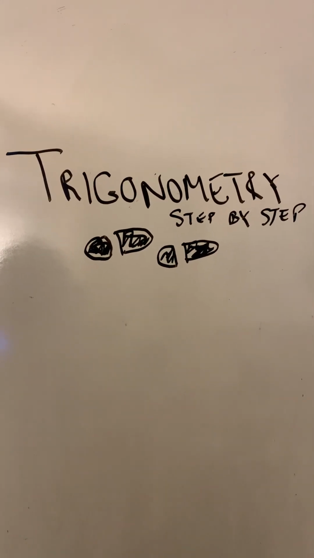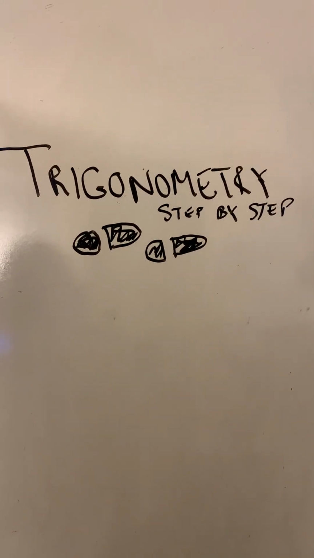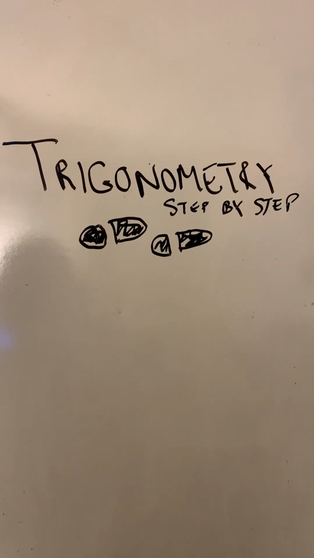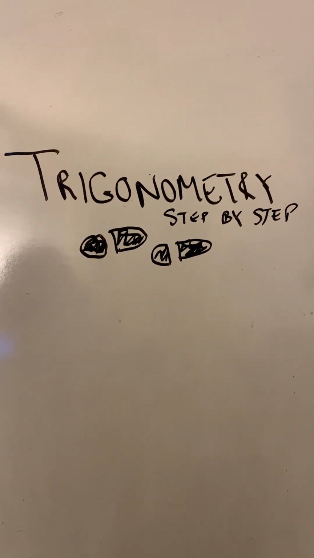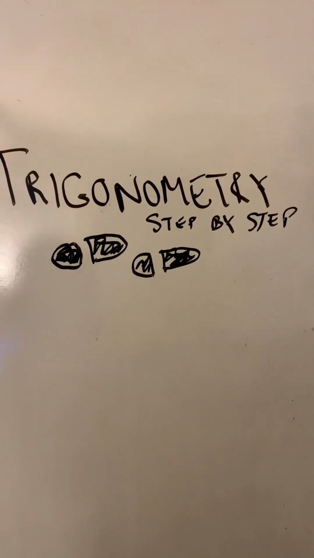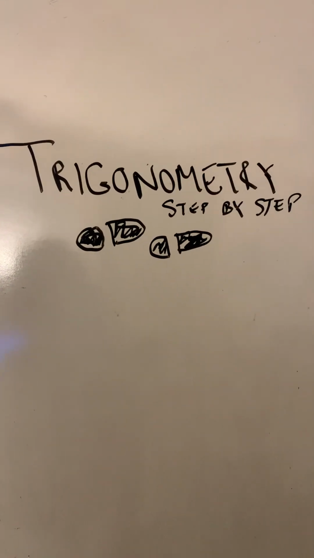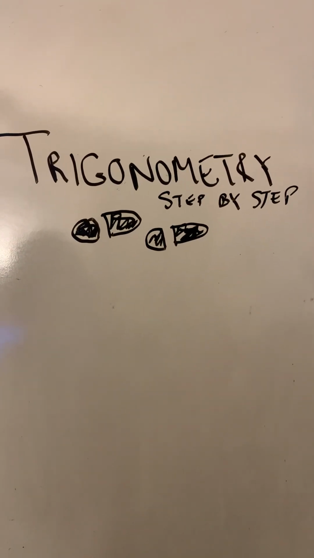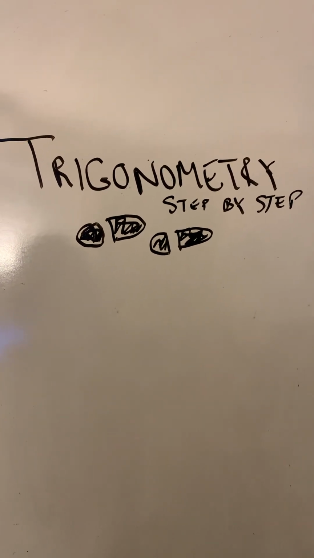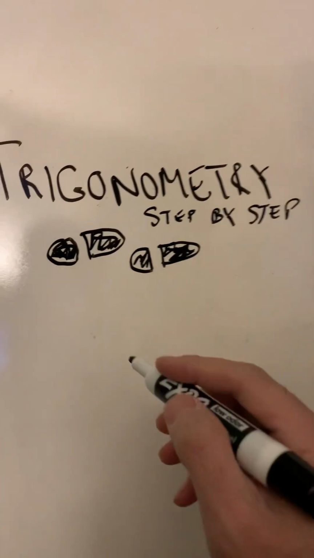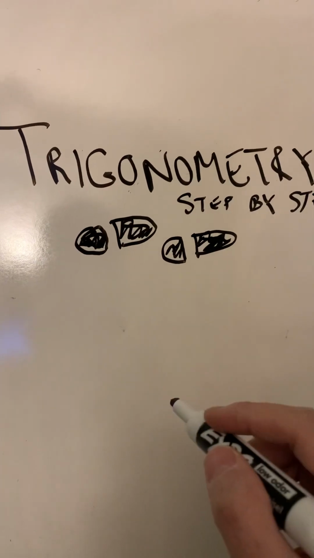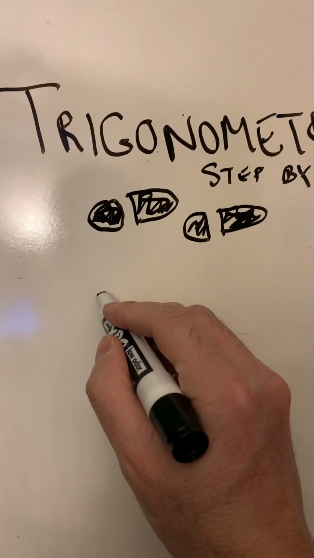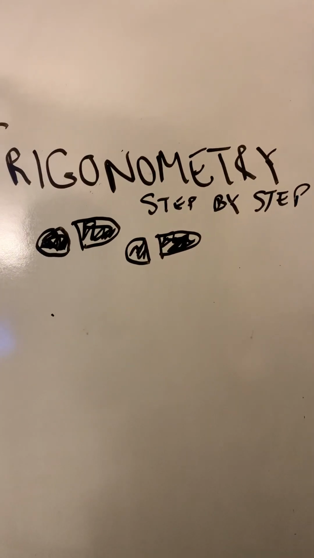Trigonometry, step by step. Let's talk about how you figure out what the formula is for sine, cosine, and tangent. Well, I'm going to just teach you something I learned in around the 9th or 10th grade from one of my teachers. He said to remember what the formula is for sine, cosine, and tangent.